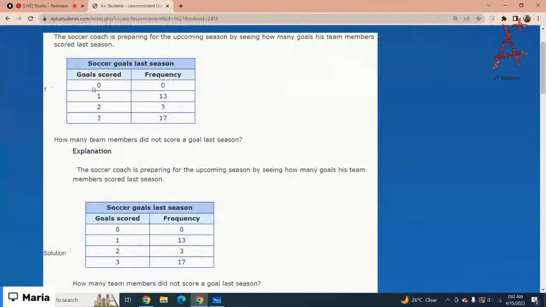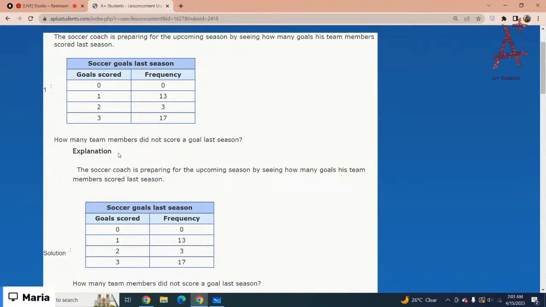The soccer coach is preparing for the upcoming season by seeing how many goals his team members scored last season. So here is a table that tells you about the goals the team scored last season. Here is the goals scored and here is the frequency: zero goals scored zero times, one goal 13 times, two goals three times, and three goals 17 times. How many team members did not score a goal last season?